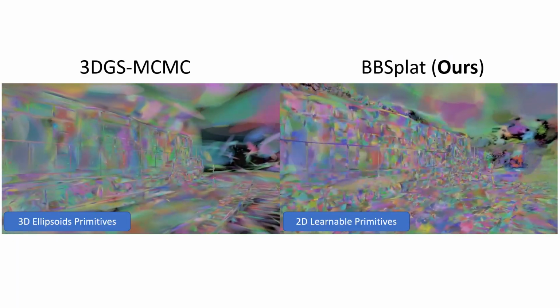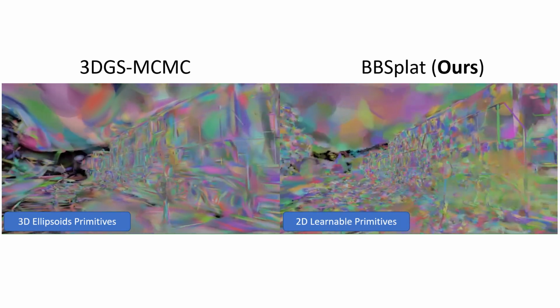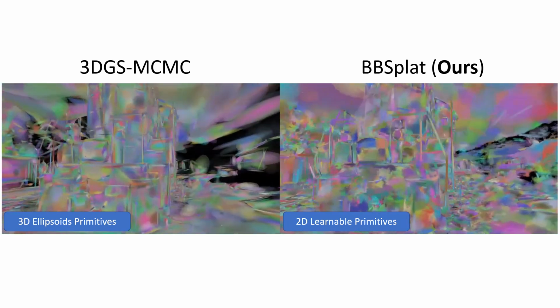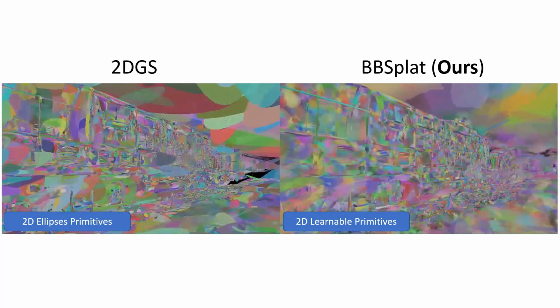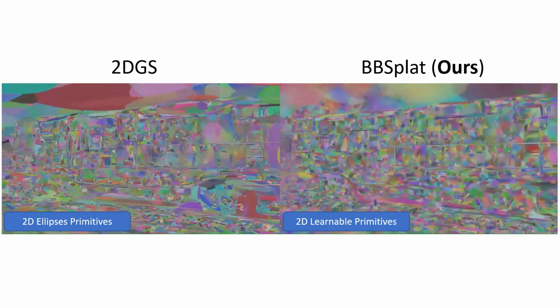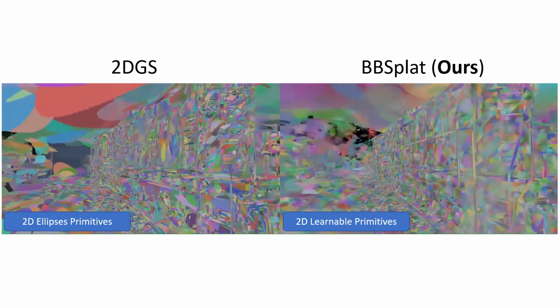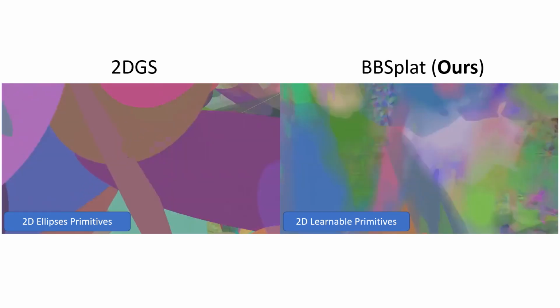Our method represents the scene as a set of optimizable textured planar primitives with learnable RGB textures and alpha maps to control their shape. BBSplat primitives can be used in any Gaussian splatting pipeline as drop-in replacements for Gaussians.